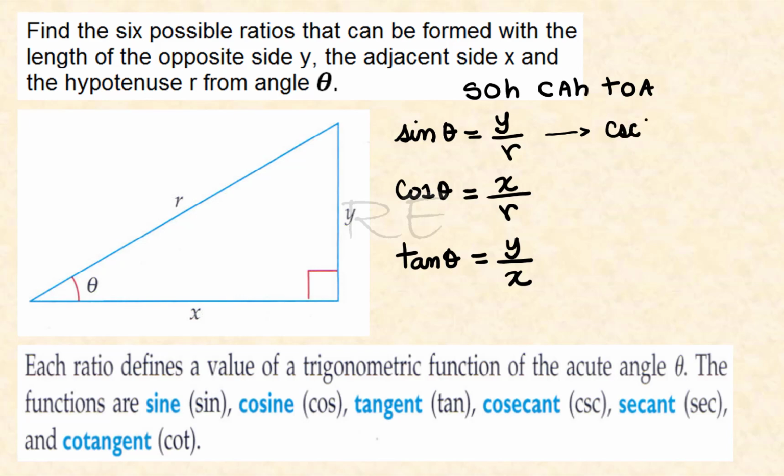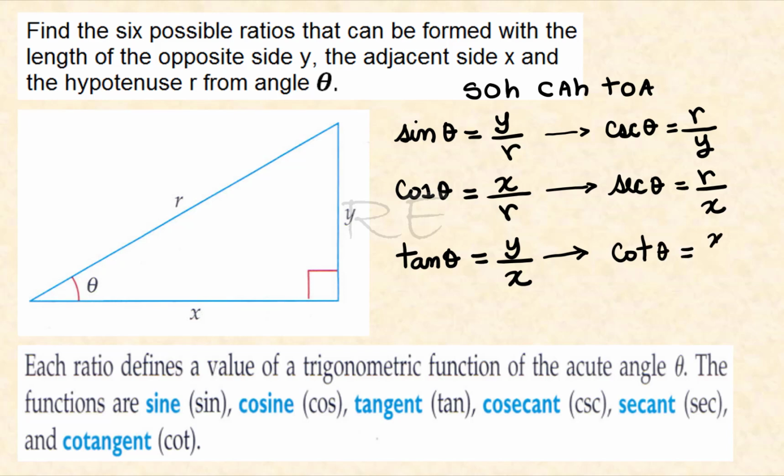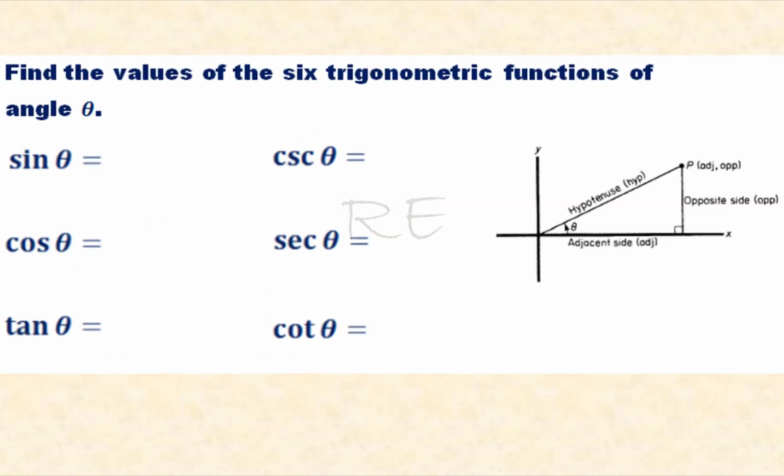The reciprocal of sine is cosecant. Cosecant theta is r over y, the hypotenuse over the opposite. The reciprocal of cosine is secant, and secant is r over x, the hypotenuse over the adjacent side. And the reciprocal of tangent is cotangent, and cotangent theta is equal to x over y, adjacent over opposite.